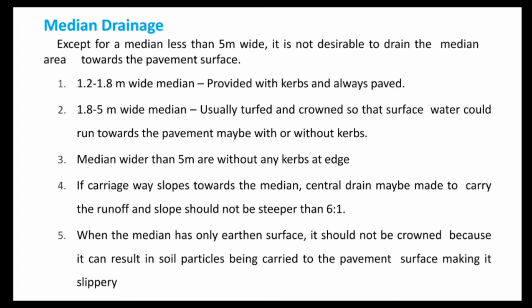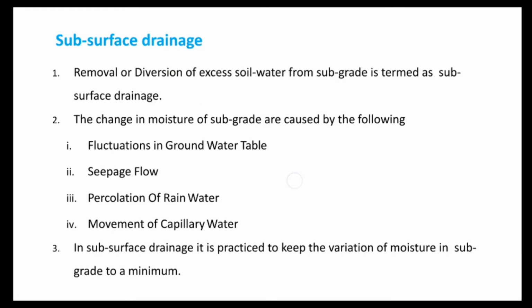Third case, the median wider than 5 meter, without any curbs at the edge, and if the carriageway slopes towards the median, then the central drain may be made to carry the runoff, and the slope should not be steeper than 6:1. And when the median has only earthen surface, it should not be crowned because it can result in the soil particles being carried to the pavement surface, making it more slippery.